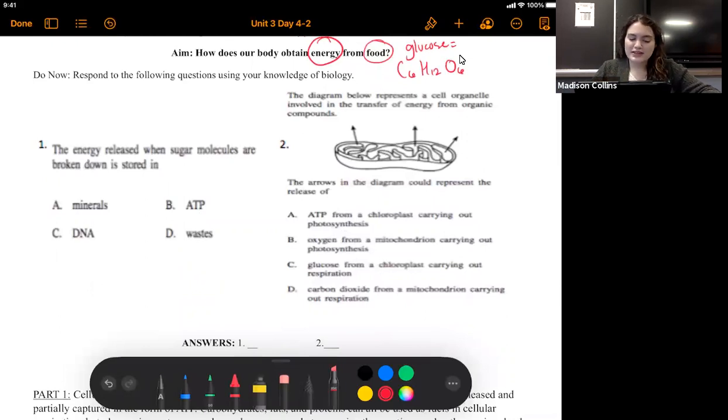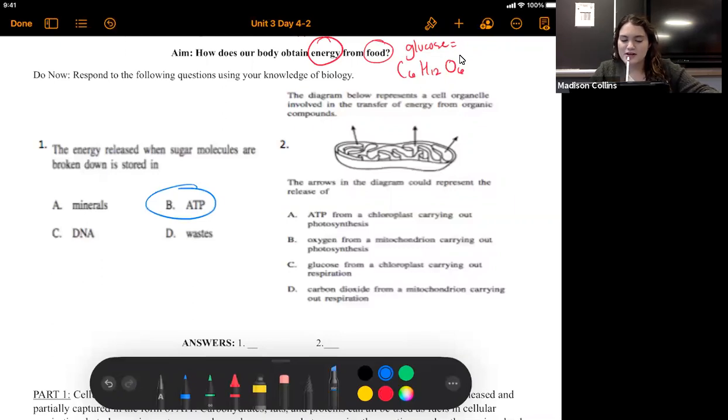Question number 1, the energy released when sugar molecules are broken down is stored in what? So you should have said that it is stored in ATP. This is talking about the process of cellular respiration. When we digest those sugar molecules then go into the mitochondria, which converts that energy into ATP. So the answer there is B.